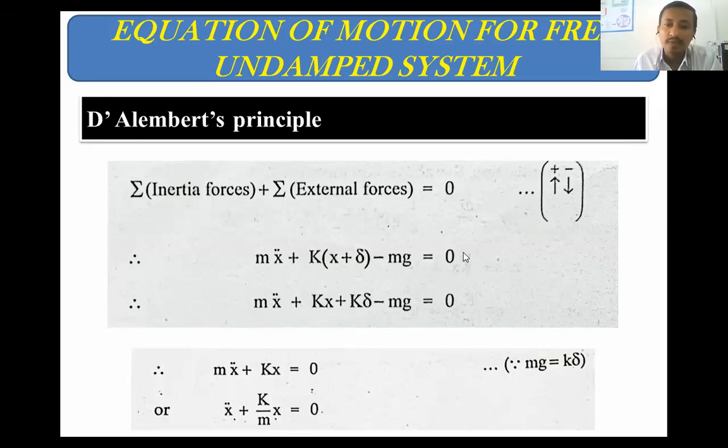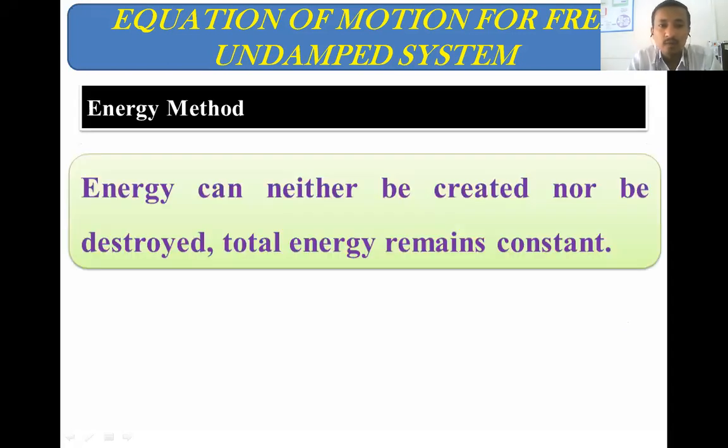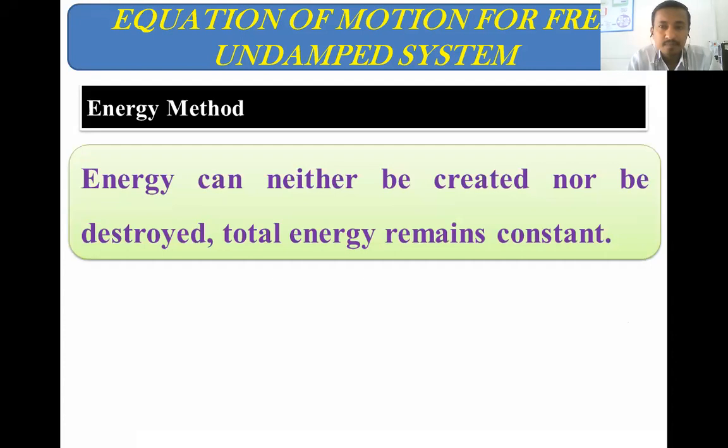Again, if you simplify this equation, we get the same equation of motion, that is, x double dot plus k by m into x is equal to 0. This is the equation of motion for free undamped vibrations. Next, let us see it by the energy method.